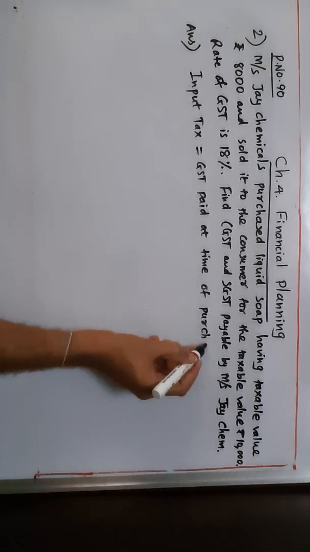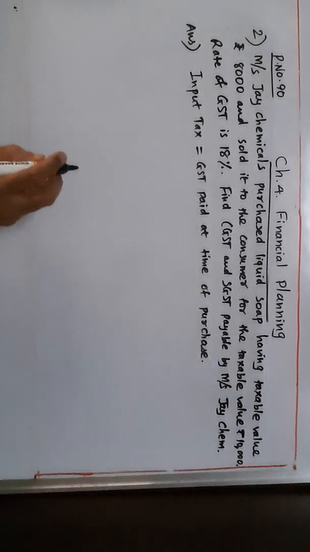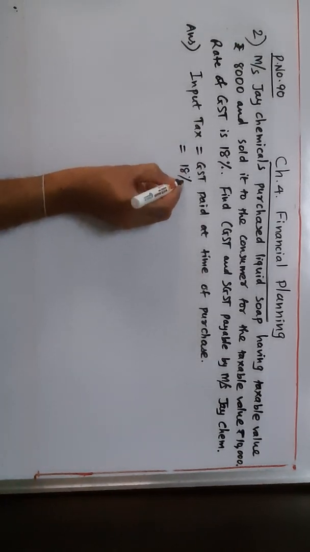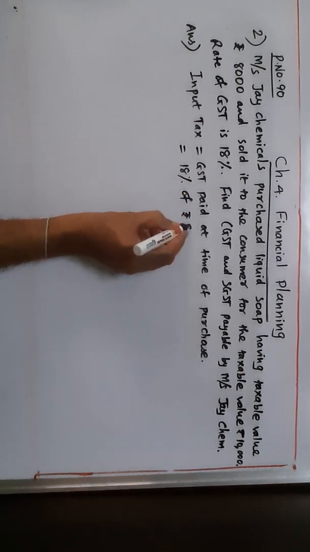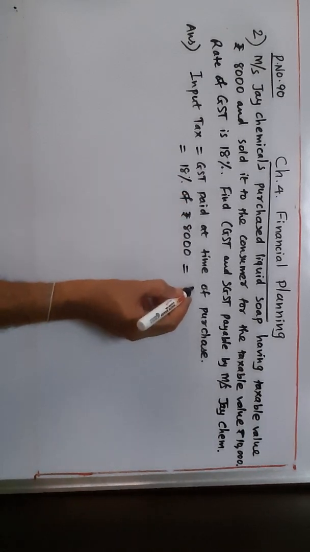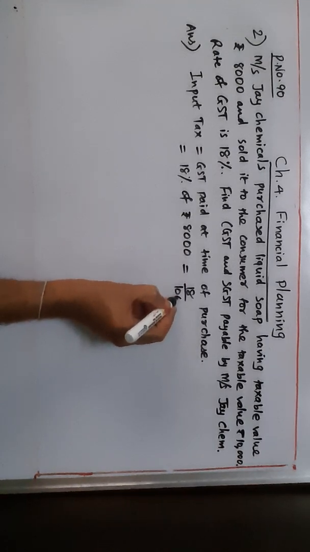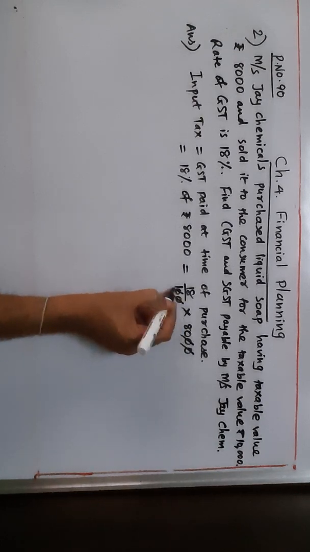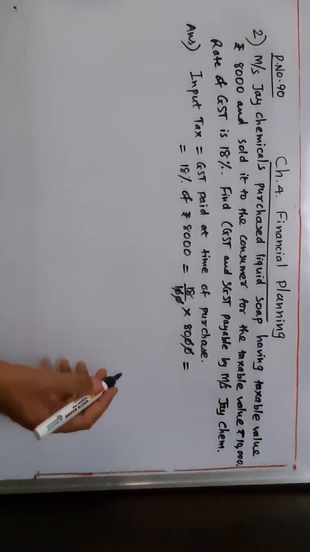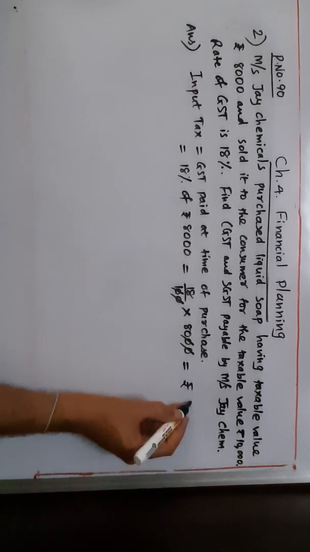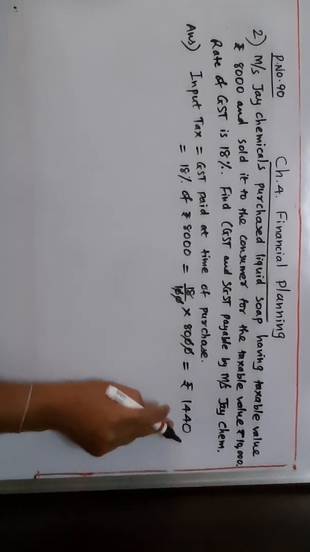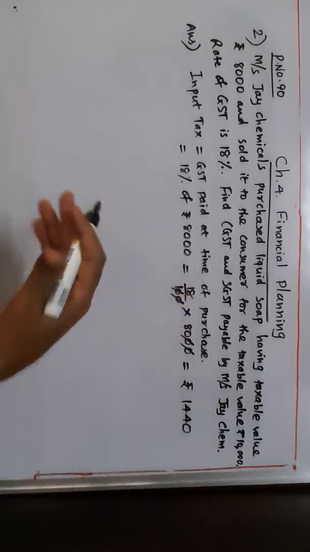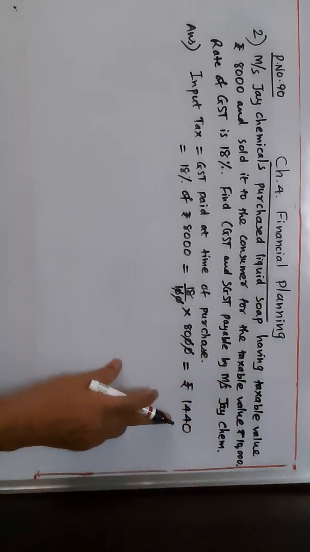So when Messrs J Chemicals purchased the liquid soap, the GST paid was 18% of the taxable value, rupees 8,000. 18% means 18 upon 100 of 8,000. We cut these two zeros, and then when we multiply, in your textbook it is already given as 1,440 rupees. So this is already paid by Messrs J Chemicals to the government or to the manufacturer. The manufacturer will ultimately pay to the government.